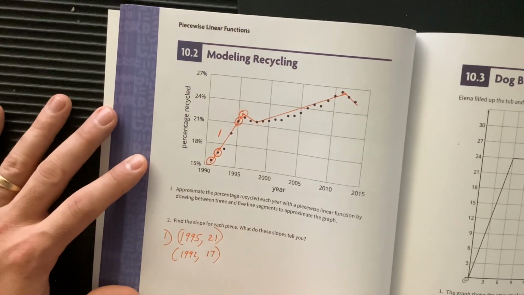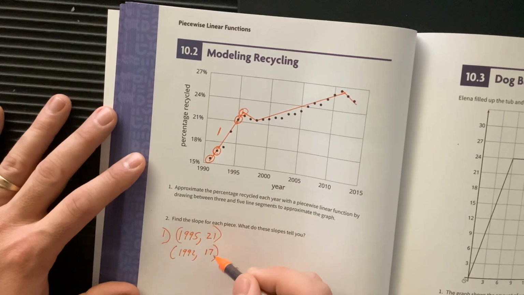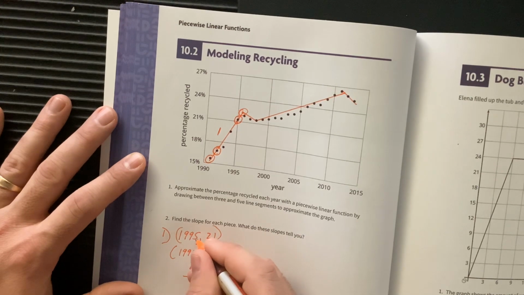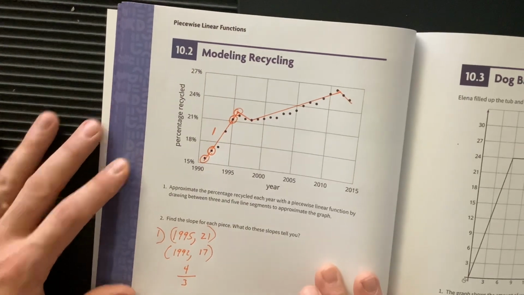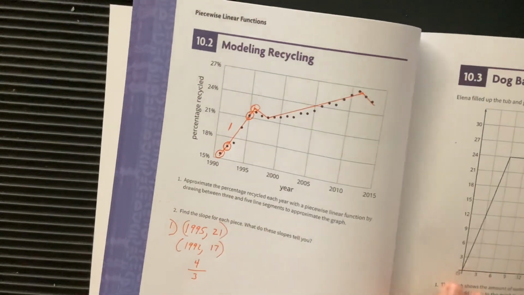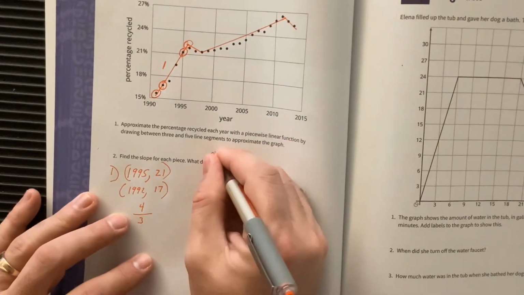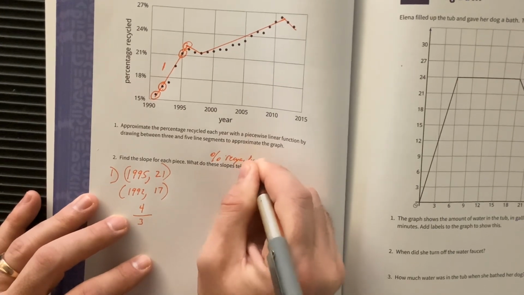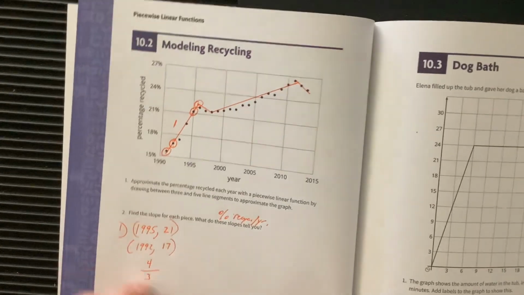17%. All right, so our slope then, subtract the y's. 21 minus 17 is 4. 1995 minus 1992 is 3. So 4/3, or 1 1/3. That would be percent per year on all these. Percent recycling per year. So an increase of 1%, a little over each year. All right, line 2.